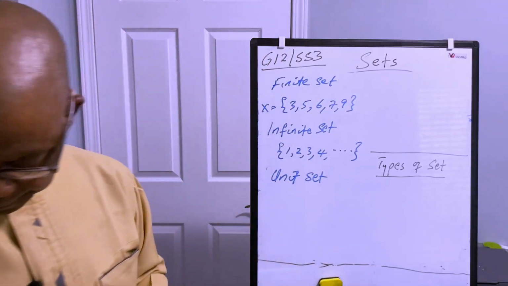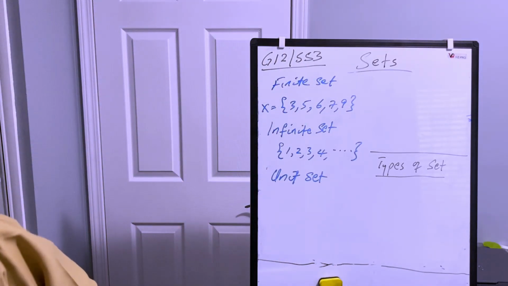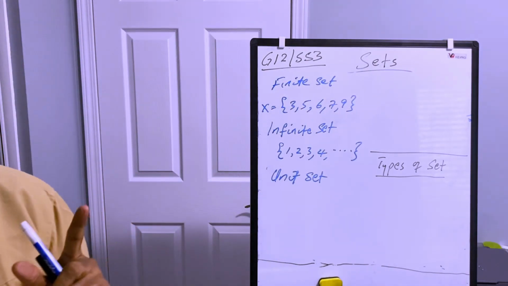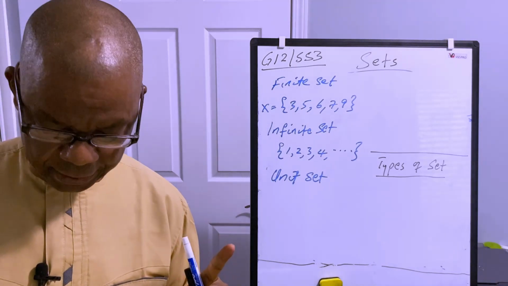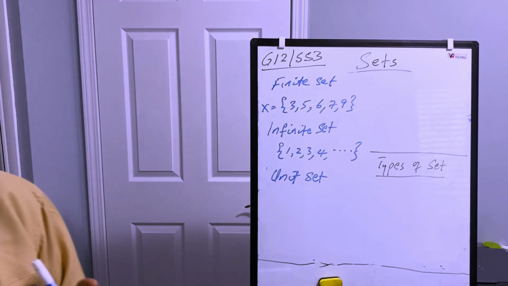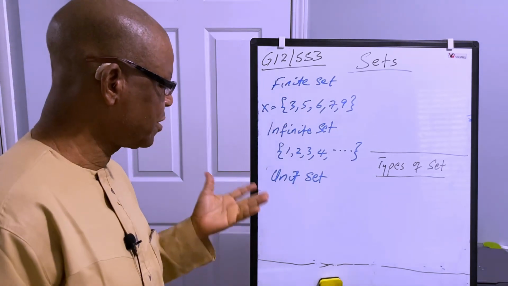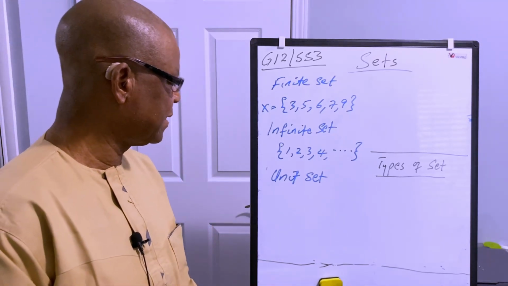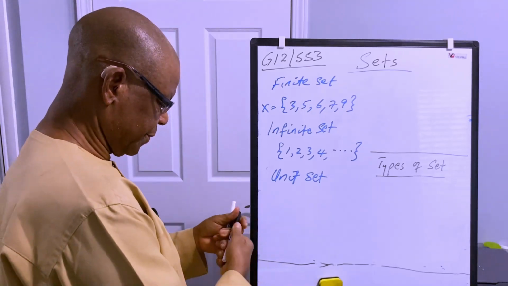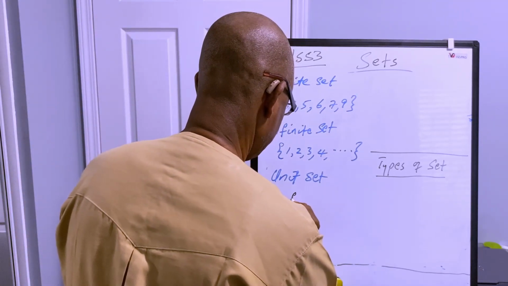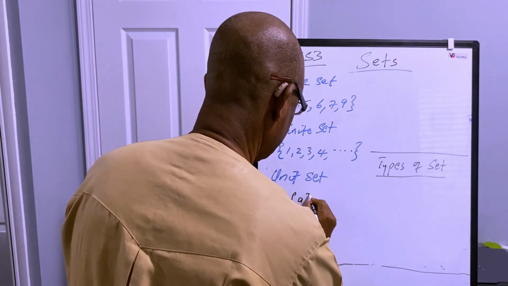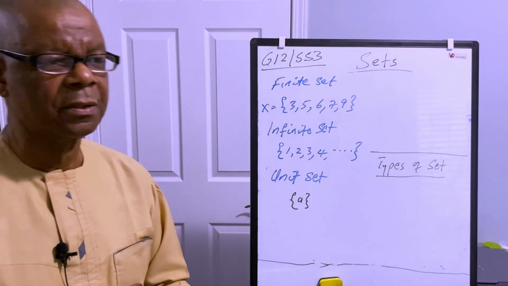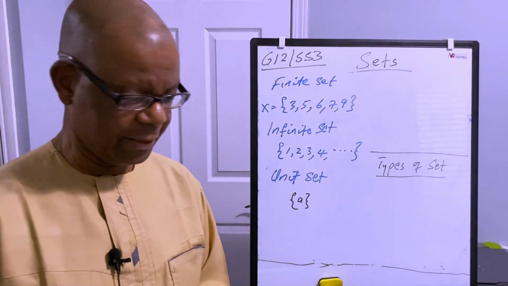We have a unit set. A unit set is a set that has only one element as a member of that very set. One element there. We call it a unit set. Some people call it a singleton set. It has only one element in that very set. For example, we can have a set with only A as a member. So we call this a unit set because it has only one member, one element in that very set.